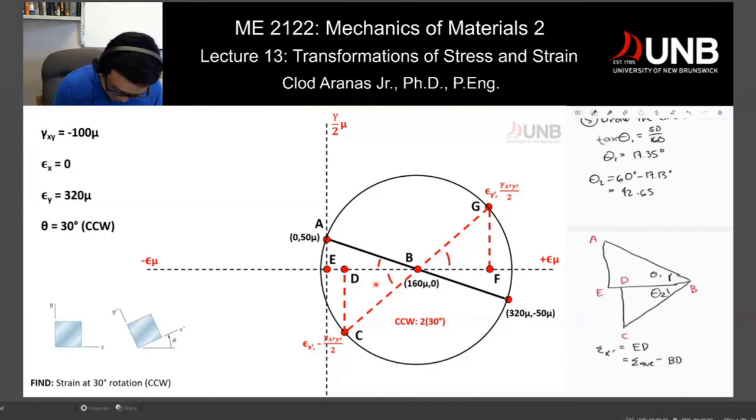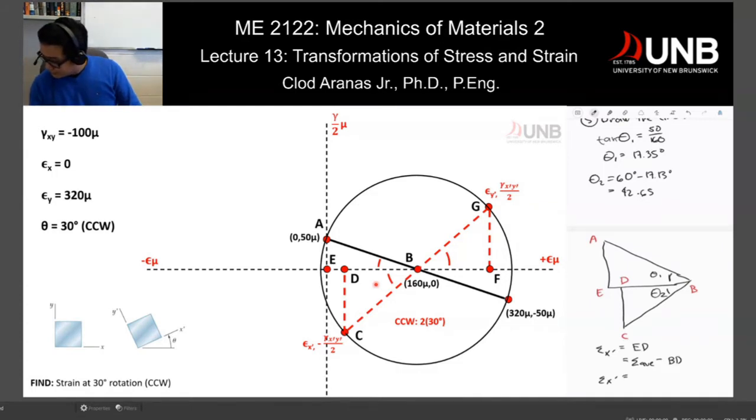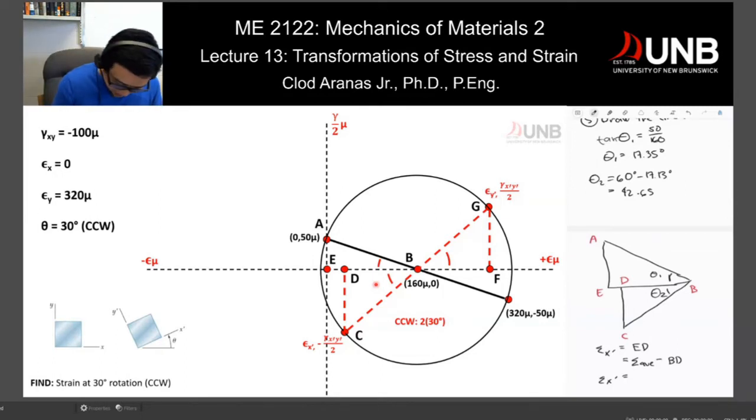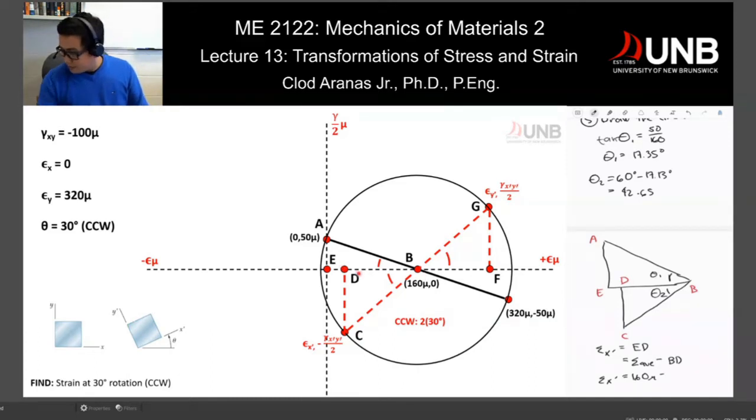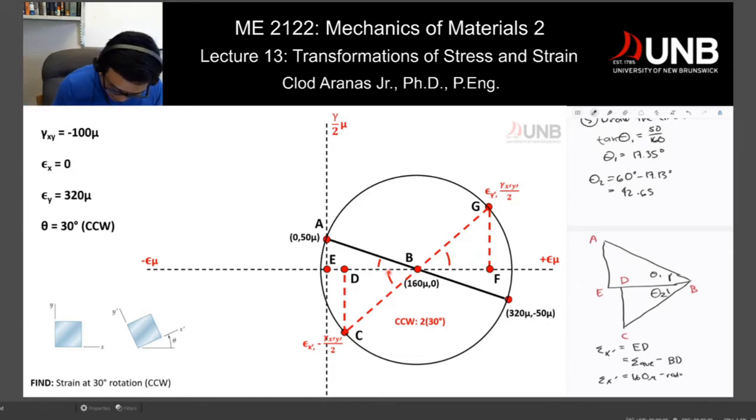And then you will get the following. So you have epsilon x prime. Just checking if that's correct. Yep. So that would be your center, 160 mu, minus this BD right there, which, if you check the angles, would be equal to radius. You can double check it at home. I know dimensional equations would be much faster for sure. Radius cosine.